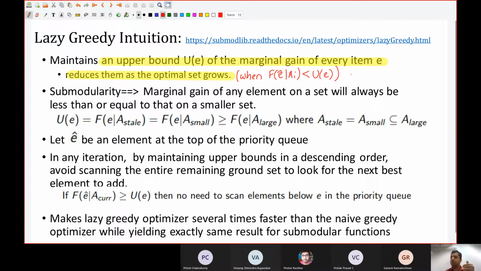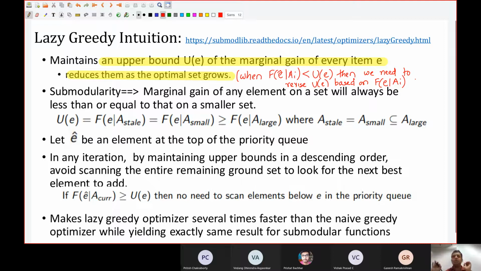Right. So then you'll have to go down. So UE was the upper bound. We have to revise the upper bound of E, right? We might need to revise the upper bound of E based on actually computing f of E given AI.